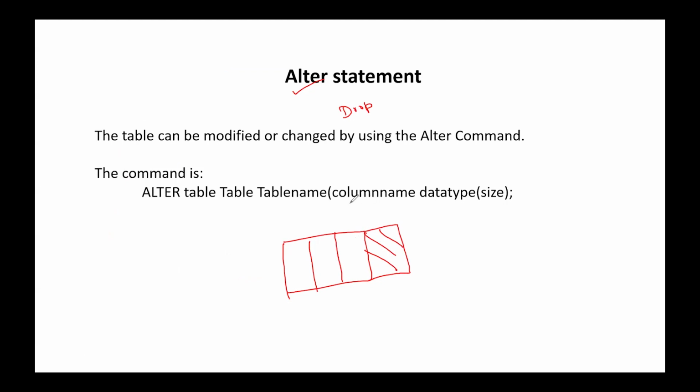So here is the example of adding a column. This is how we can add a column if you want to add. So this is your alter command.